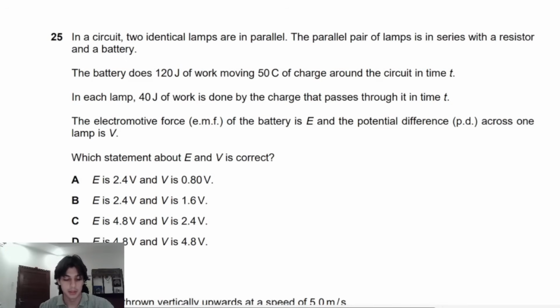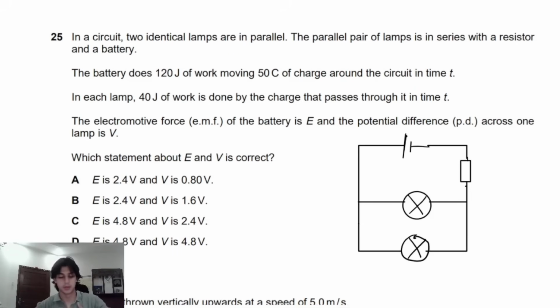Okay, next part. In a circuit, two identical lamps are in parallel, and the parallel pair of lamps is in series with a resistor and a battery. Okay, so before we even read this question, let's just draw this out, because I like to visualize everything. So this is the most probable design of the circuit. We have two lamps in parallel connected with this singular resistor in series.